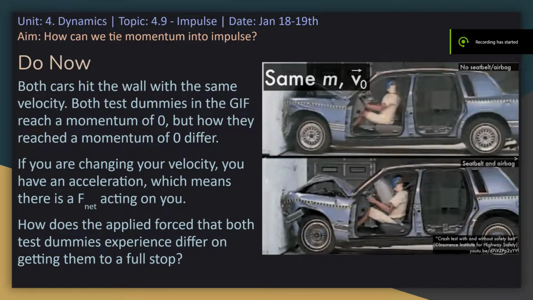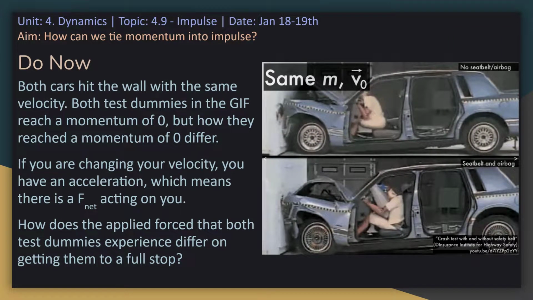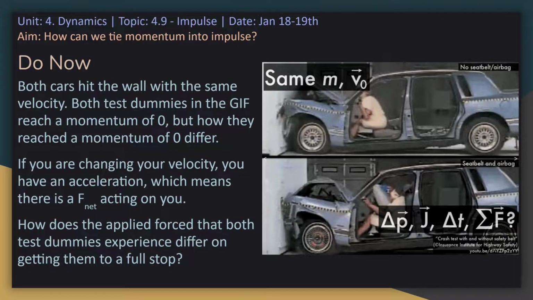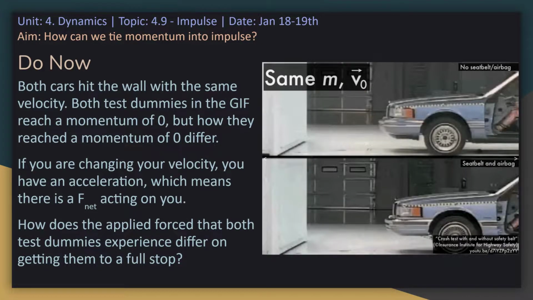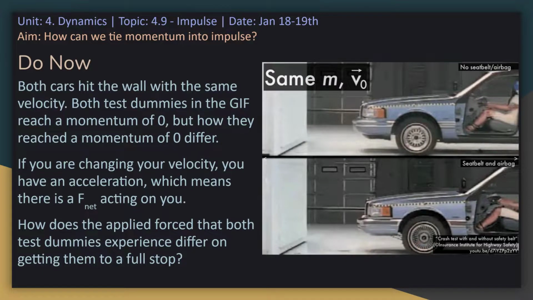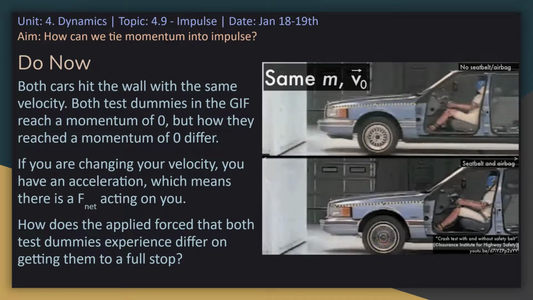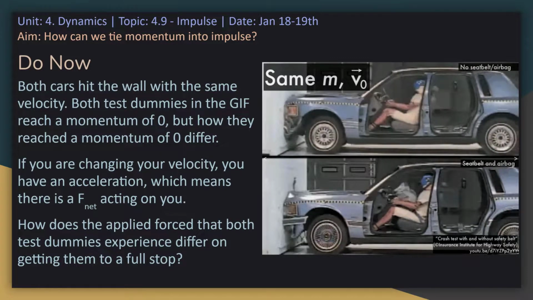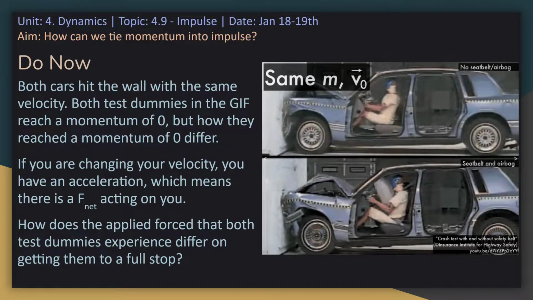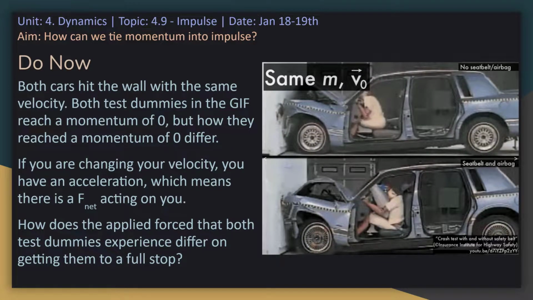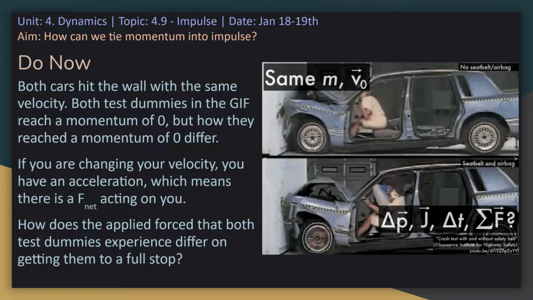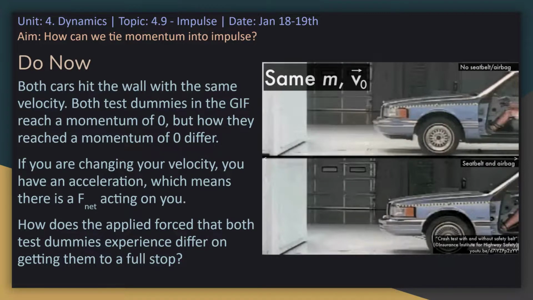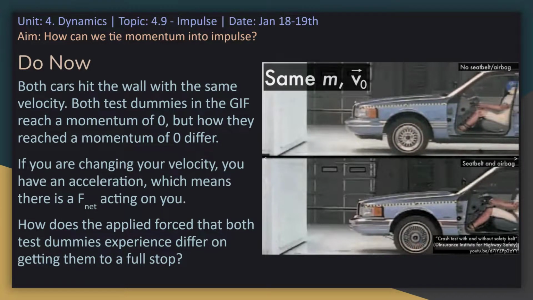All right, so this is the lesson on 4.9 impulse, right? And so we're gonna skip most of this now, but I do want to describe the GIF. Both cars start at the same velocity. They have the same momentum. When they hit the wall, their momentum reaches zero. So your change in momentum is more or less the same.